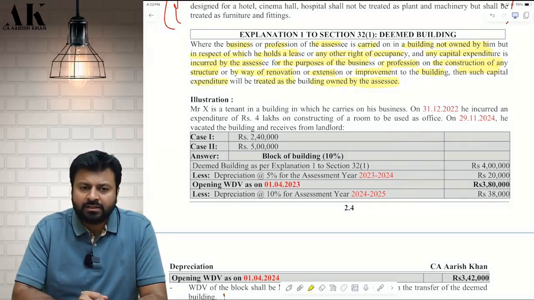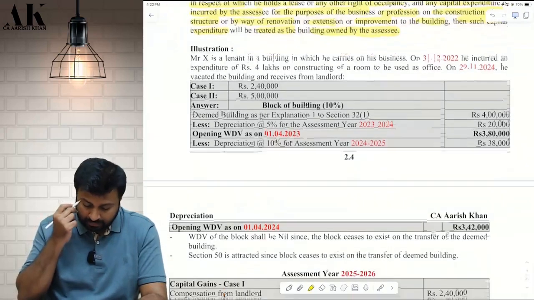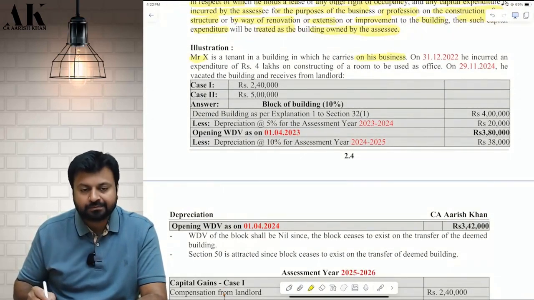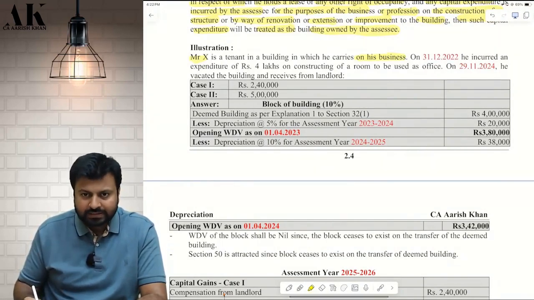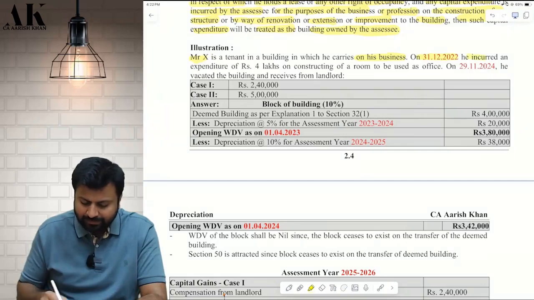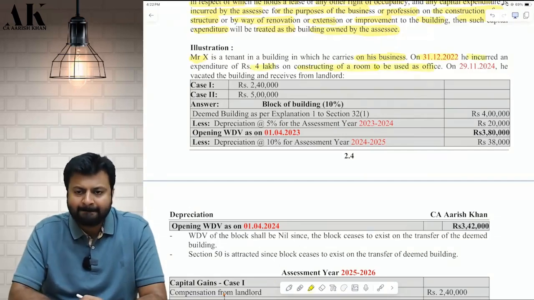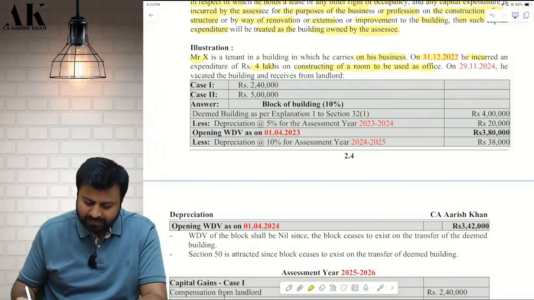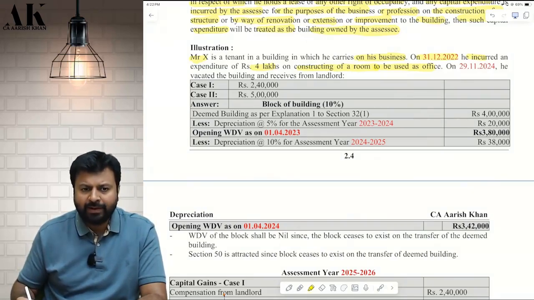Are you clear? Please tell me. It will be deemed as building owned by the assessee. Say, for example, Mr. X is a tenant in a building in which he carries on his business. In this example, on 31st December, he has incurred a capital expenditure of 4 lakh on constructing a room to be used as office. Now, will this be considered to be a deemed building? The answer is yes. Yes or no, Palani?